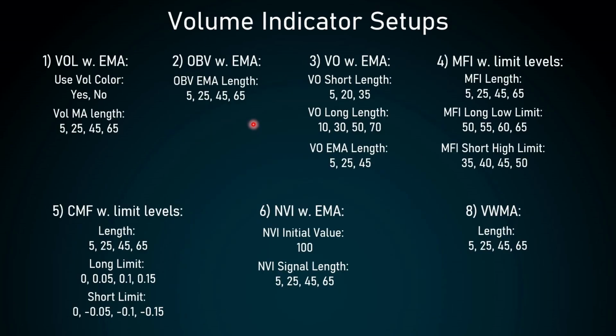These will be the volume indicator setups I will be testing. So for example, for the simple volume with an EMA, I will check if it matters to use the volume color as a filter option or not, and I will check the volume-based moving average lengths listed here. Now I won't go over all this, but these are the options I tested randomly.